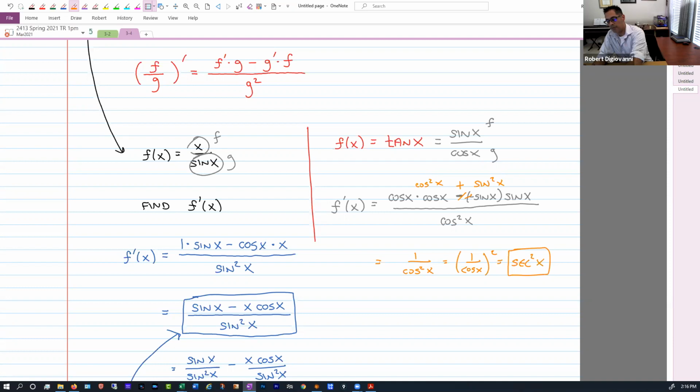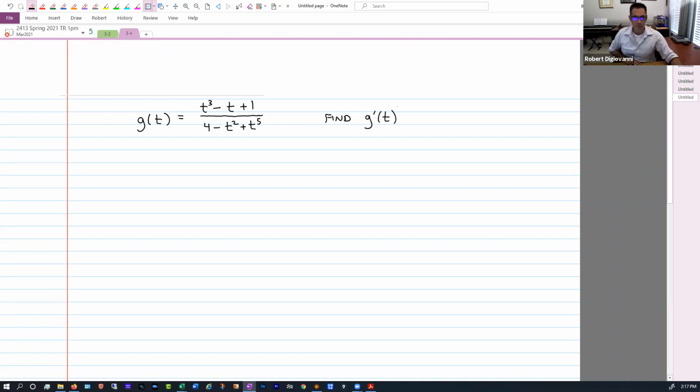Time for another one. G of t equals t cubed minus t plus 1 over 4 minus t squared plus t to the 5th. Find g prime of t. I'll give you a minute.